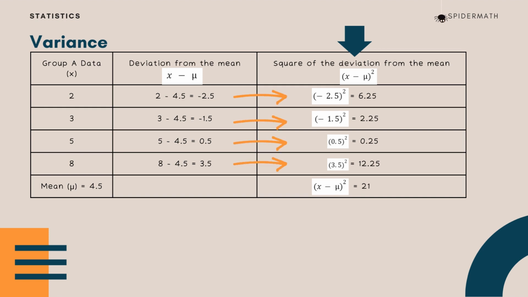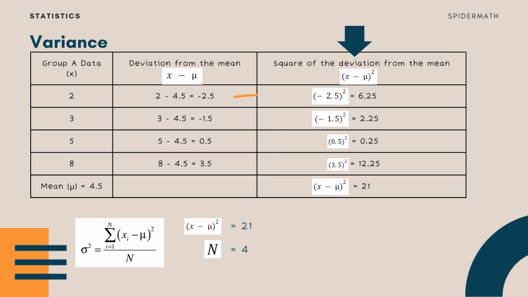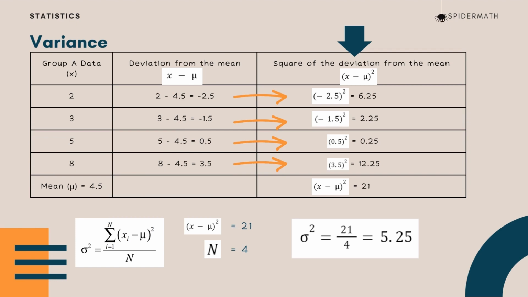Now that it is complete, we can now calculate the variance. The sum of the squares of the deviations of each measurement from the mean is 21. N is the number of data. For this example, n is equal to 4. Let us now plug in the value to the formula. 21 divided by 4 is equal to 5.25. So, our variance is 5.25.